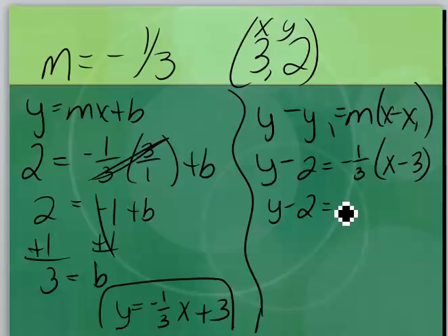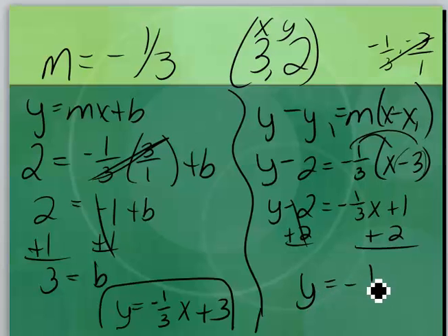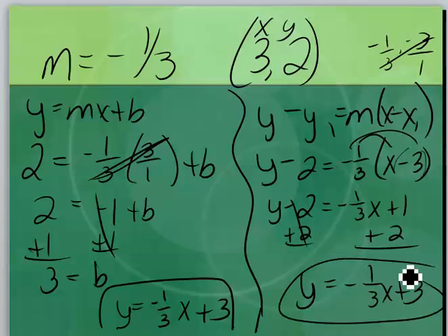To solve, because I need all of my answers left in slope-intercept form, we're going to distribute. So we have -1/3 x. Our -1/3 times the -3. Negative times a negative is a positive. The 3's cancel, and we get +1. To get y by itself, to leave our final answer in slope-intercept form, we're going to add 2 to both sides, and we have y equals -1/3 x plus 3. And you could use either method you would like. You do not have to use both.